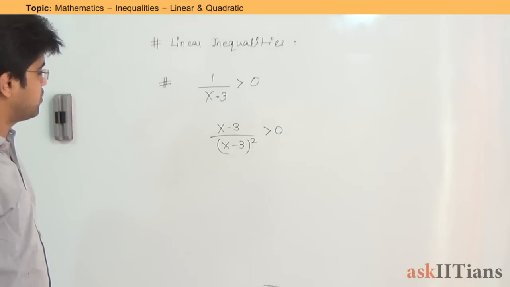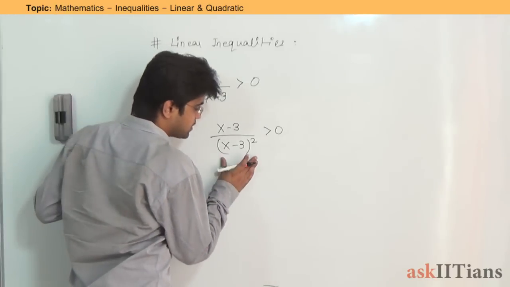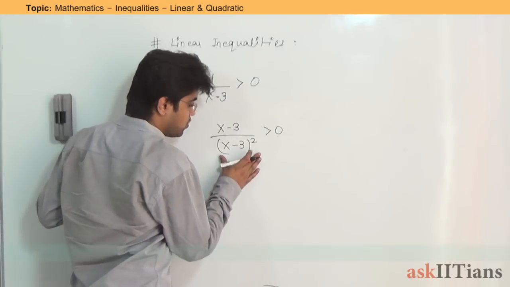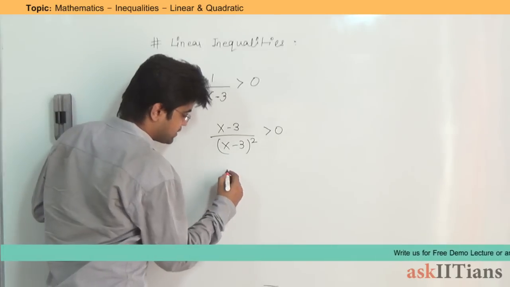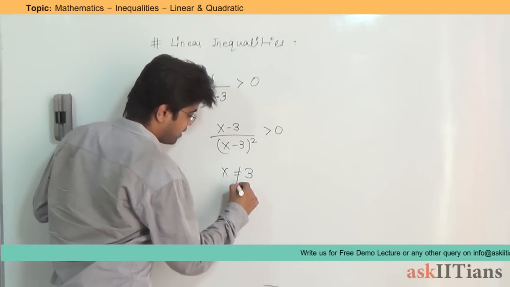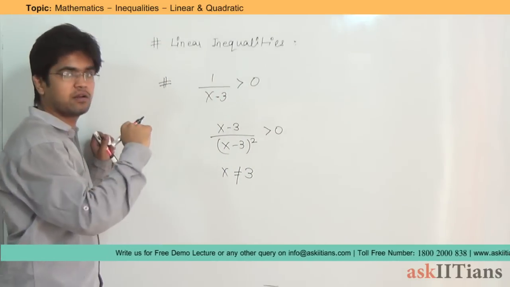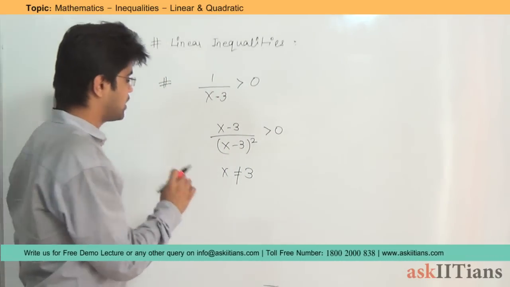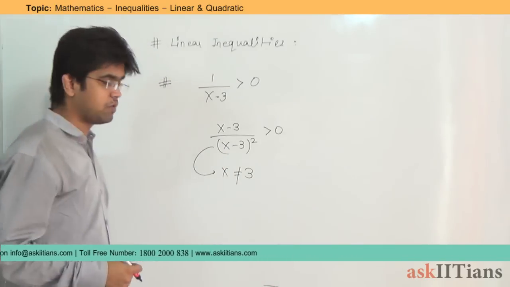Now we have to take care of a few things. First of all, this (x minus 3) whole square is always positive, so we don't have to worry about this. The one thing that it is giving is that x cannot be equal to 3. Why? Because if x becomes 3, then this function becomes undefined, because it will come as infinite. So x cannot be equal to 3. This is the result given by the denominator.